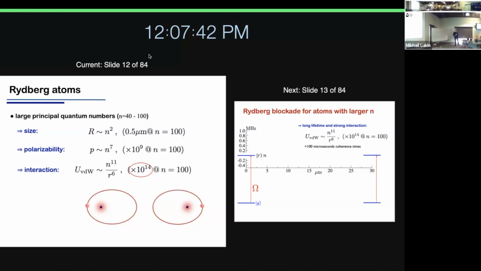That's still not n to the 11th. So where does that come from? It comes from the detuning. Remember the Rydberg formula is 1 over n squared, and the derivative of that goes like n cubed. So that's the other factor.